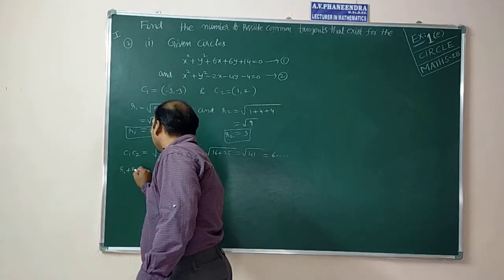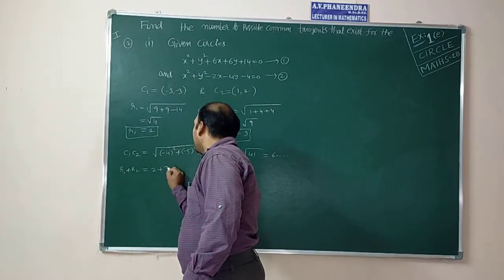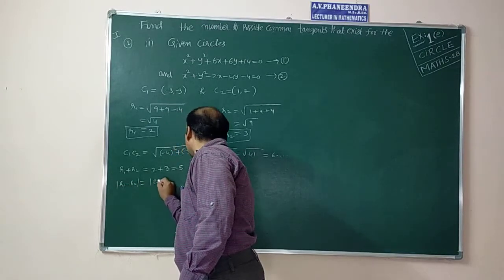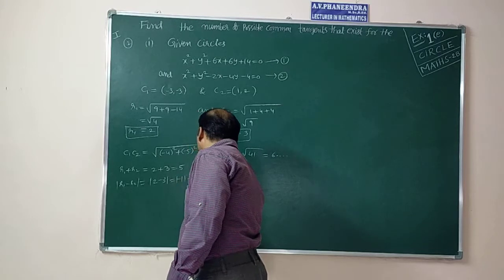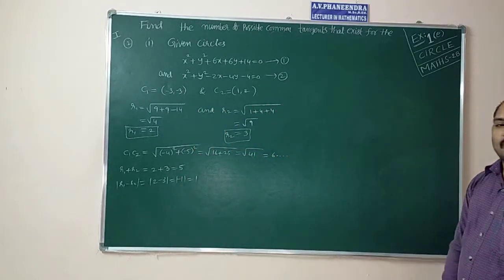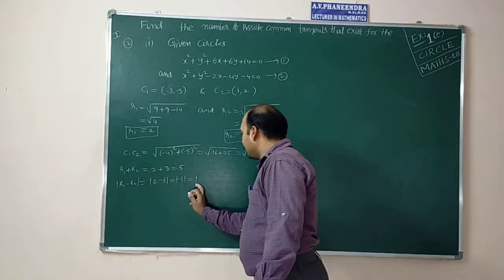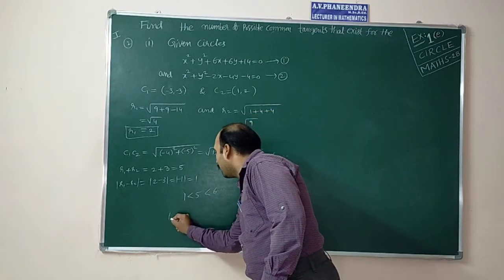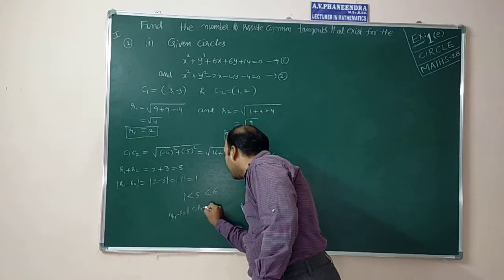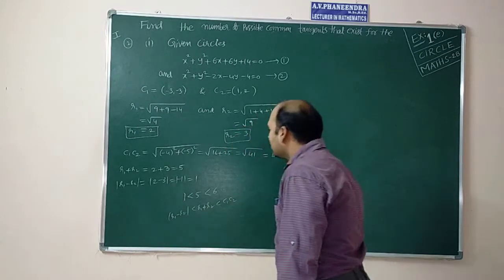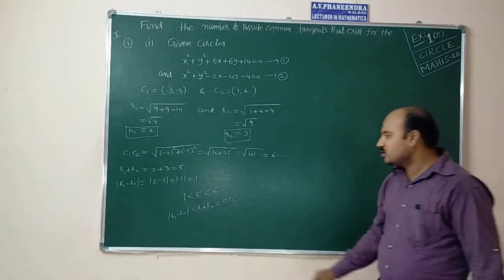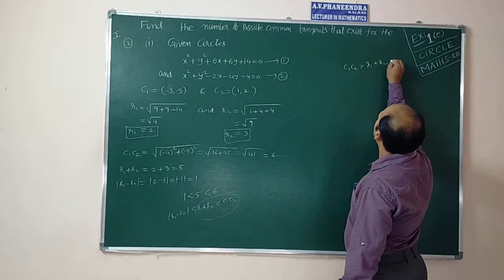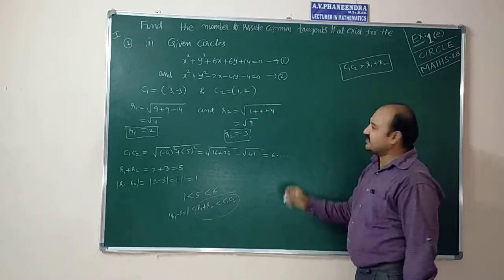Next, R1 plus R2, 2 plus 3, which is equal to 5. R1 minus R2, 2 minus 3, which is mod minus 1, which is equal to 1. Now here also the same thing. From this data we can write 1 is less than 5 is less than 6 point something. So it becomes mod R1 minus R2 is less than R1 plus R2 is less than C1C2. This relation is not there in our relative positions, so we have only this condition: C1C2 is greater than R1 plus R2. That means the two circles do not intersect.